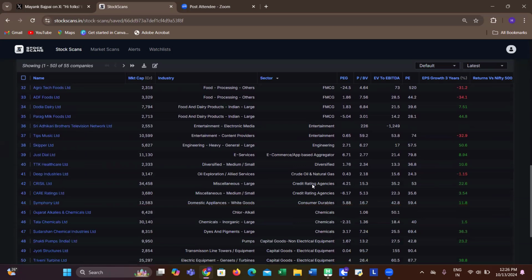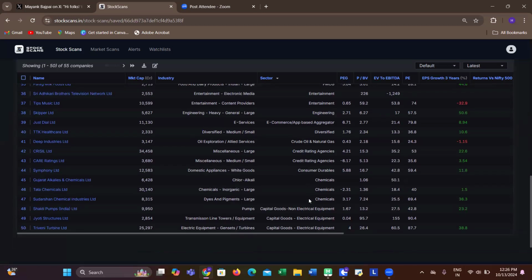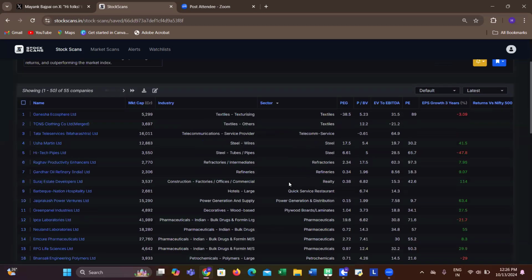Now, very interesting, the credit rating agency stocks are appearing on the screen. This is very interesting because I haven't seen this in the past. So something is happening in this area, and I need to go and study if there are any catalysts around for credit rating agencies. That's something I can do.